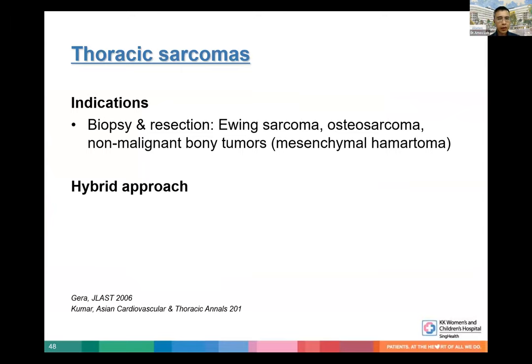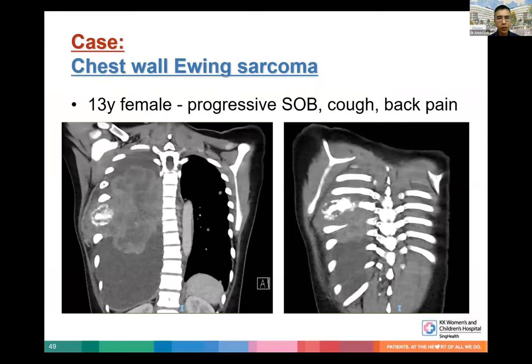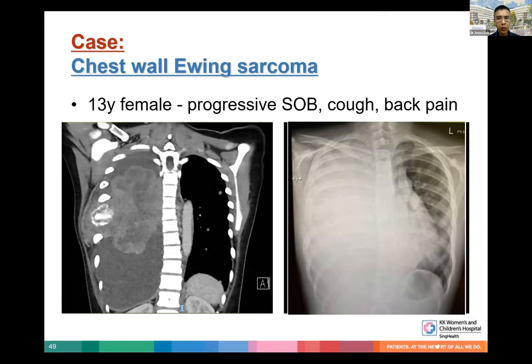So in thoracic sarcomas, this is another application. I'm going to show you a case at the other end of the spectrum. We can do this in malignant tumors as well as non-malignant bony tumors such as mesenchymal hamartomas. And I'll show you an example of a hybrid approach. This is a 13-year-old female with very extensive disease. You can see the rib destruction and a white-out chest.